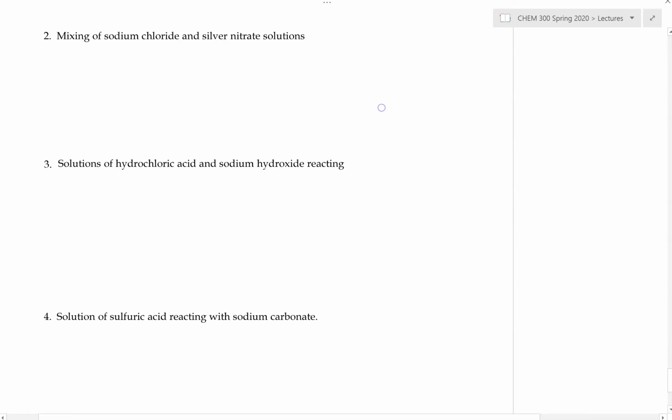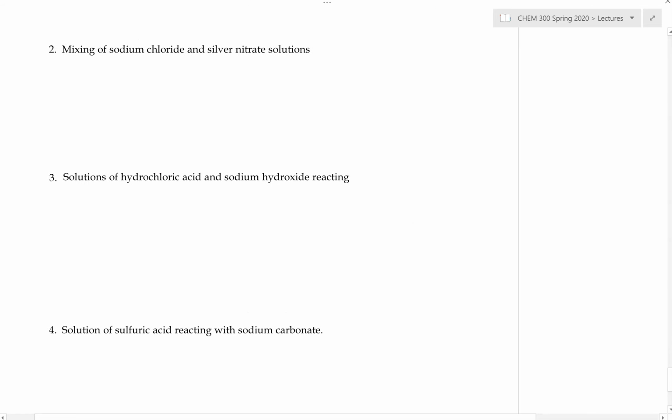Let's now try a few more practice problems. Please give this a try first before you look at the answer key together. Now let's try some of these problems. The mixing of sodium chloride with silver nitrate solution. What would be the conventional equation, the TIE, and the NIE for this reaction? I'm going to go over this one together.